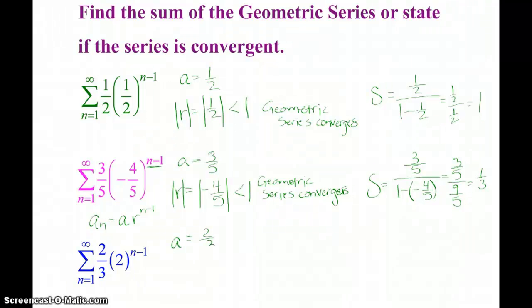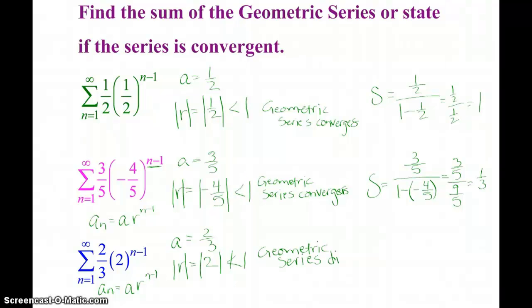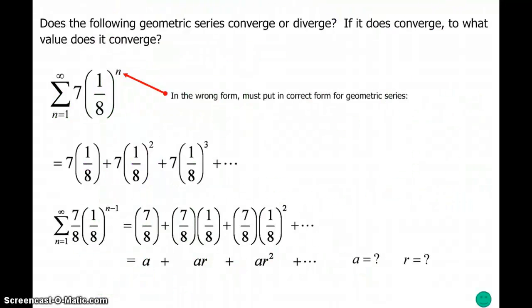a is 2/3. Again, I'm looking for my nth term to be in the form of a times r to the n minus 1, and it clearly looks like it is. r here is 2, but the absolute value of 2 is not less than 1. So I would show the AP reader that this geometric series diverges. And if a series diverges, it has no sum. So geometric series could not be easier.